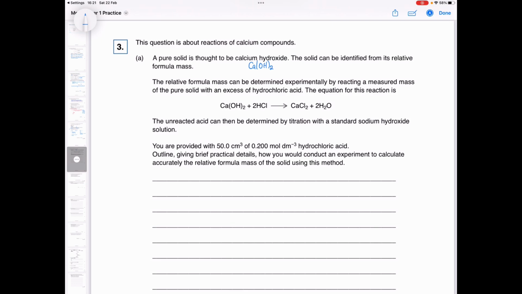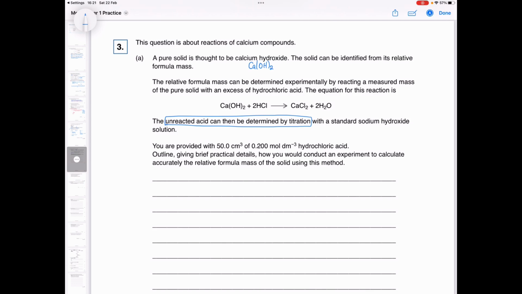The unreacted acid can then be determined by titration with a standard sodium hydroxide solution. You're provided with 50 centimetres cubed of 0.2 moles per decimetre cubed hydrochloric acid. Outline, giving brief details, how you would conduct an experiment to calculate accurately the relative formula mass of the solid using this method. Okay, so it's thought to be calcium hydroxide. The first thing that we need to do is to do this method. There's a really key part here, that the unreacted acid can be determined by titration.